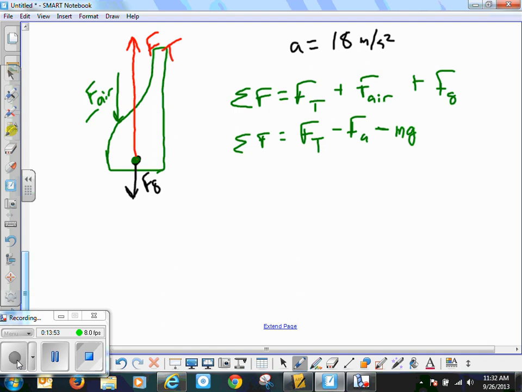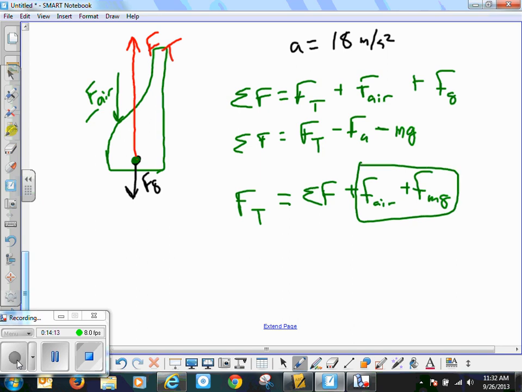Now what else? We're going for force of thrust, so if you just solve this for force of thrust, it's going to be the summation of forces plus the force of the air plus the force of mg. Because you have to go at least this. If you go equal to those two things, then it floats. Or it just sits there, right?